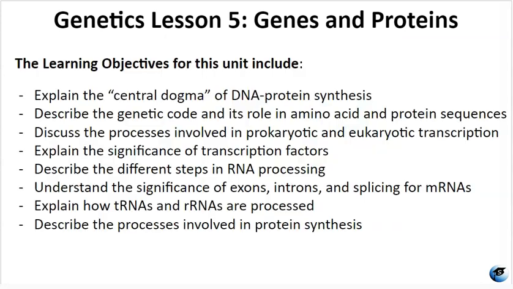The learning objectives for this unit include explaining the central dogma of DNA protein synthesis. It's the same as the central dogma for biology and genetics. Describe the genetic code, its role in amino acid and protein sequences. We're going to discuss the processes involved in prokaryotic and eukaryotic transcription and the significance of transcription factors, the different steps in RNA processing, the significance of exons, introns, and splicing for mRNA. We'll talk about how tRNAs and rRNAs are processed, and we'll describe the processes involved in protein synthesis.